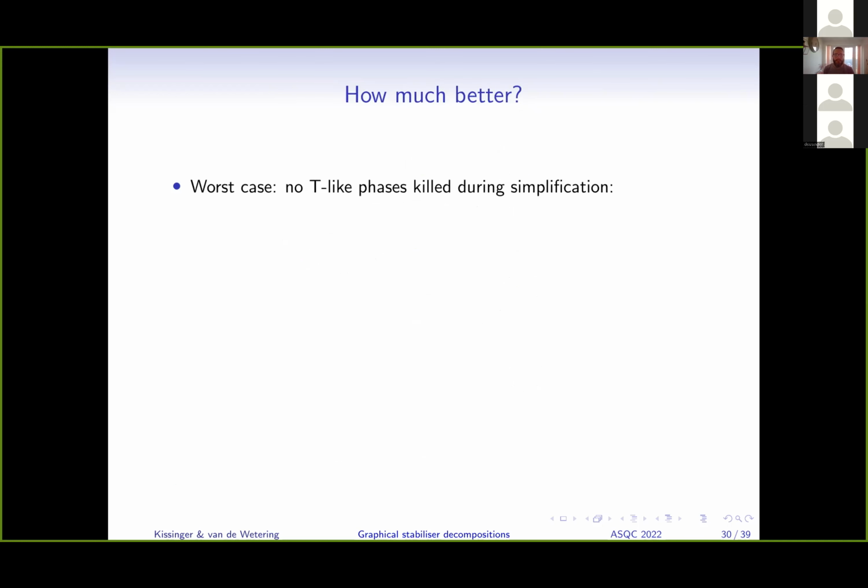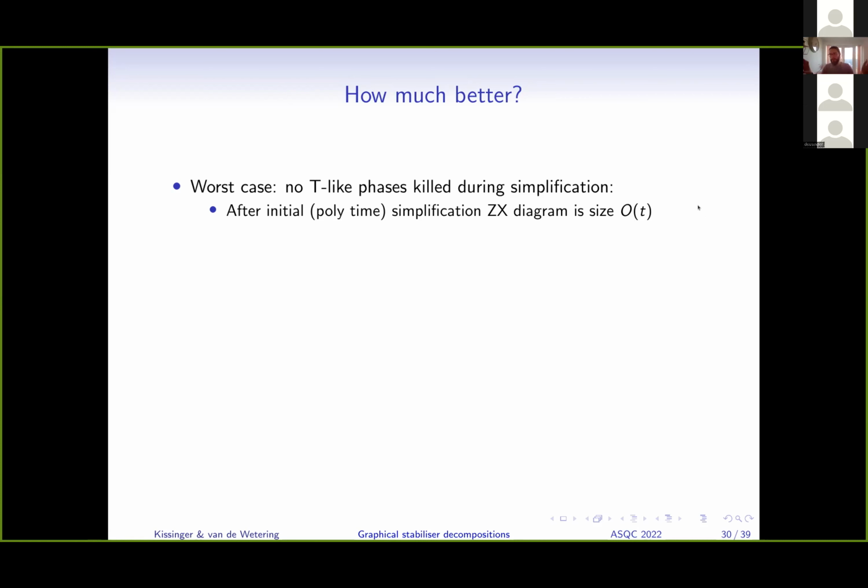Okay, so we can try to quantify how much better this does. I can give you a theoretical answer, which is okay, but doesn't exactly capture the imagination. But the way this works in practice is, I think, pretty surprising. The worst case is when no T-like phases are actually killed during simplification. After doing a polynomial amount of work, which we'll ignore because we're going to have exponential stuff in the big O anyway, we get to a diagram which is of size order t, for t the number of T-gates we started with.